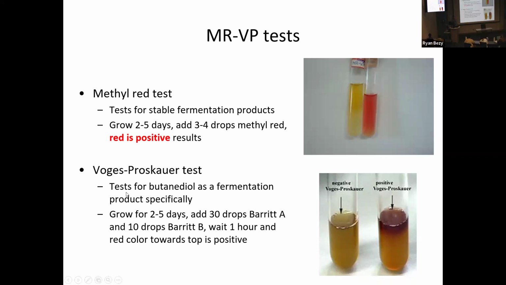The Voges-Proskauer test looks specifically for whether butanediol is produced as a result of fermentation. Some species can make that, most species don't, but there are a few important pathogenic species that make butanediol as a result of their fermentation. And so in the Voges-Proskauer test, you can look for that product and see if it's present or not.